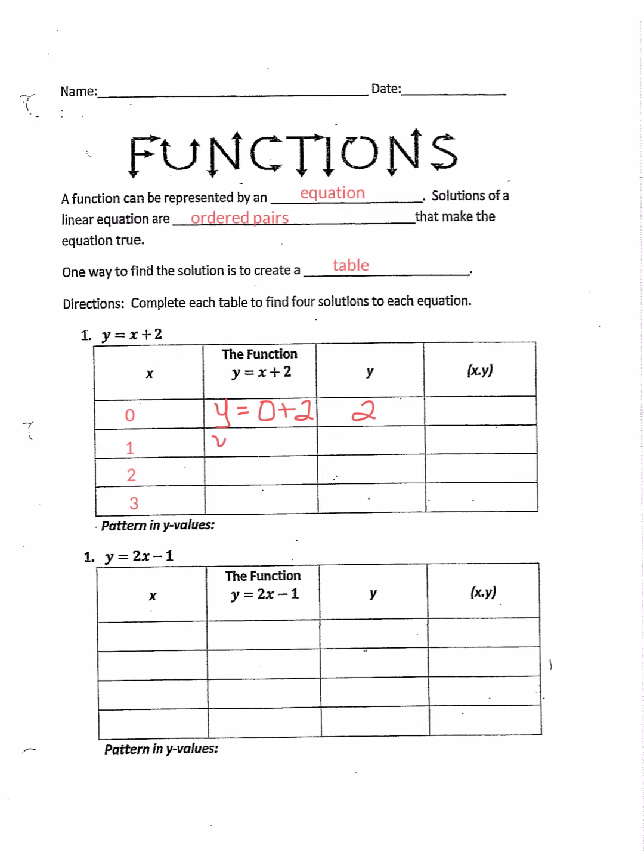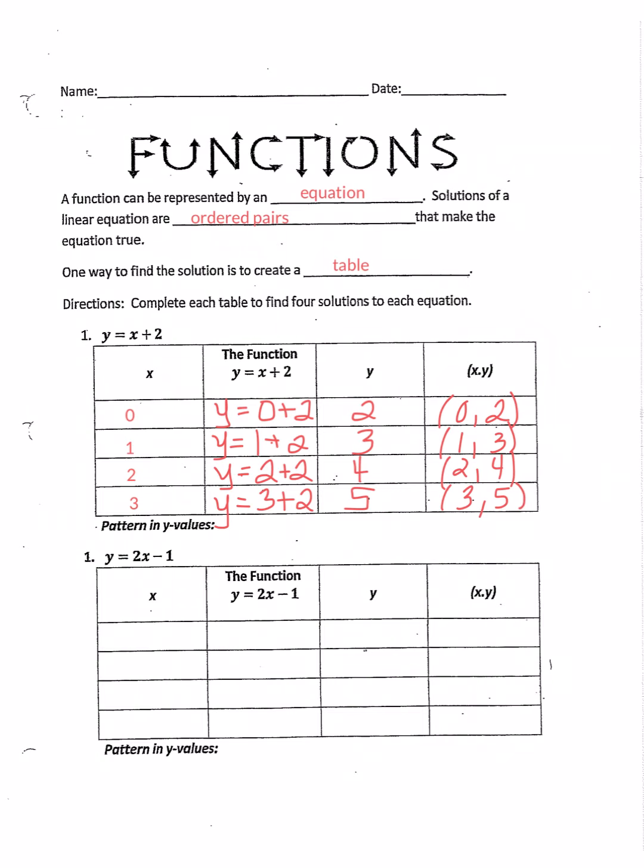Now for my next one, I'm going to let x equal 1. So I'm going to do y equals 1 plus 2, which is 3. The next one, I'm going to let x equal 2, so y equals 2 plus 2, which is 4. And then I'm finally going to let x equal 3, so y equals 3 plus 2, which equals 5. Then I'm going to write these as ordered pairs: 0, 2; 1, 3; 2, 4; and 3, 5.